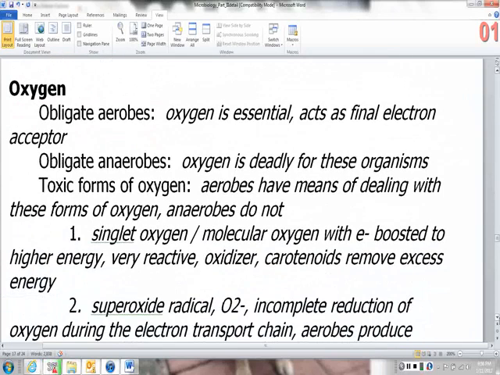Organisms differ on how they deal with oxygen. For the obligate aerobe, oxygen is essential and acts as a final electron acceptor. At the other end of the spectrum, oxygen is deadly for the obligate anaerobe. There are several toxic forms of oxygen, which aerobes have means to deal with and anaerobes do not.